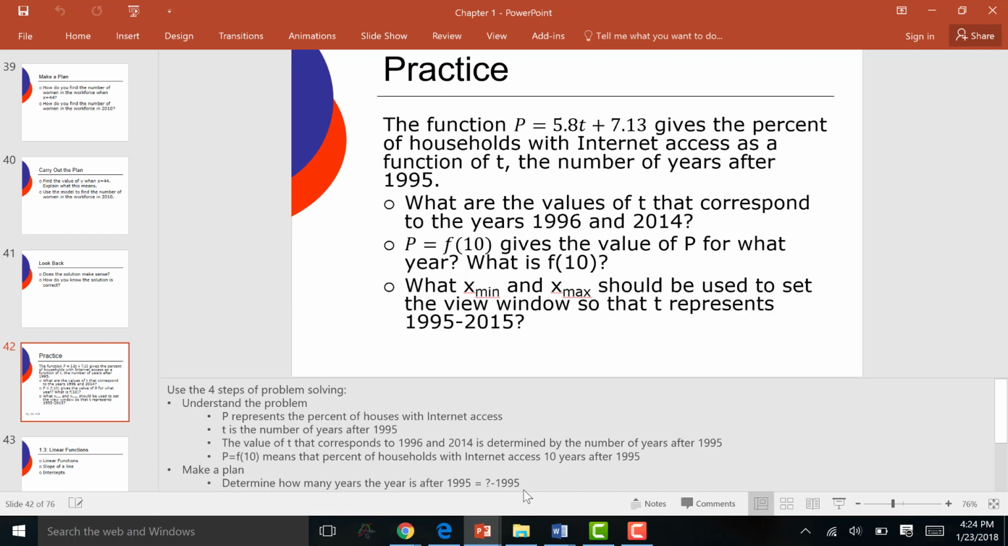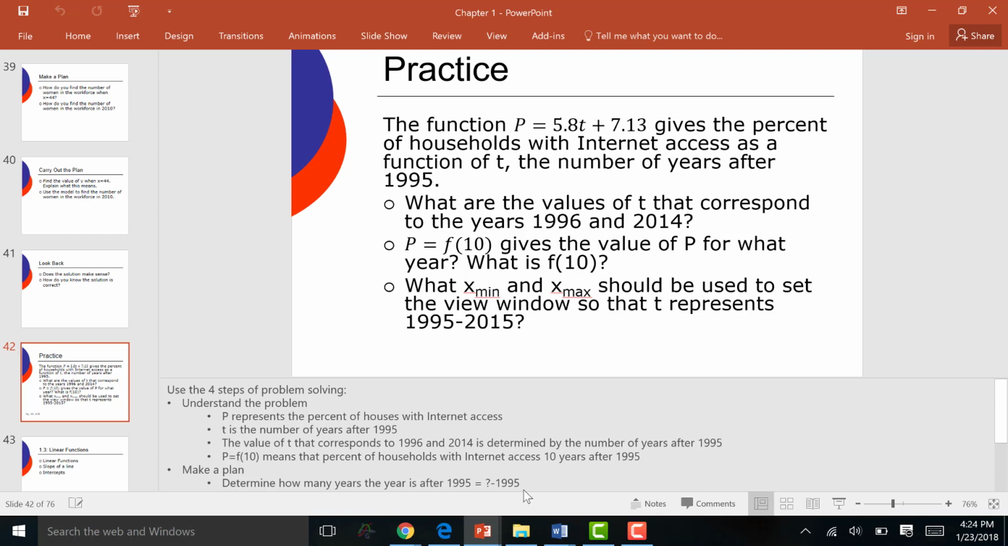So it wants to know now. It says for P equals F of 10 gives the value of P for what year? So the first question, does it want a year or a percentage? A year. Okay, it wants a year. So all it's trying to do again is make sure you understand what T is. This is input. What was input over here? Remember? This is your input. What was your output? Percentage is output. So if you're talking about input, we're talking about years, the number of years. If you're talking about output, I need percent.